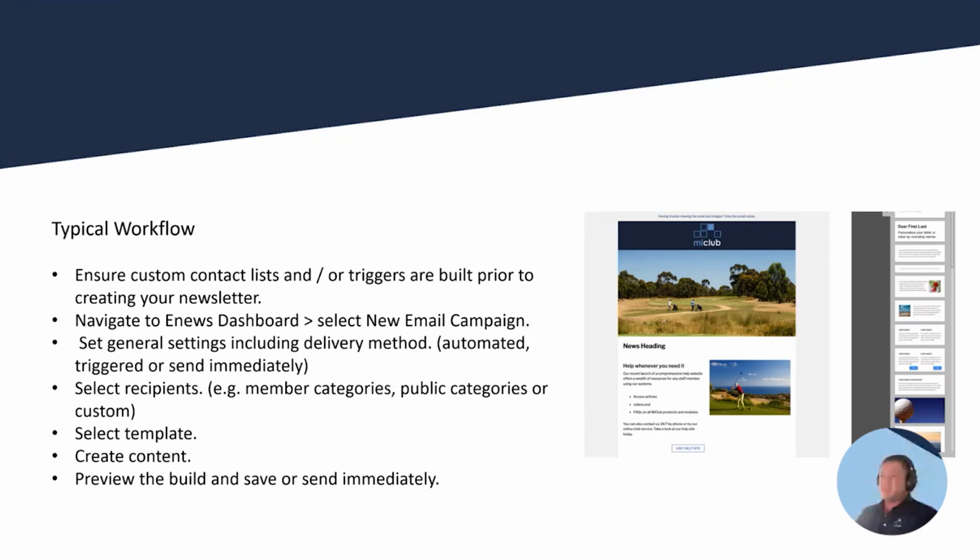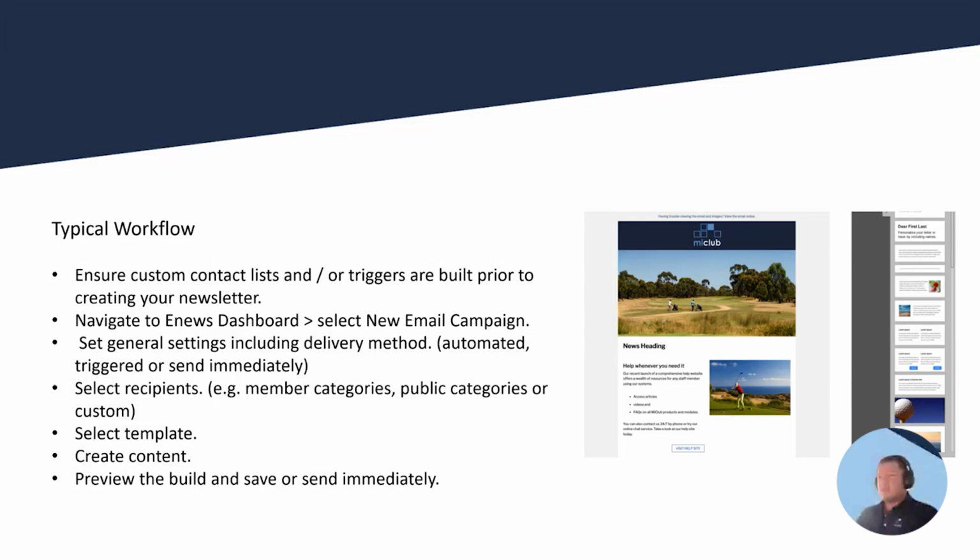Alrighty, so the typical workflow of creating the newsletter, we're going through our demonstration in a second, but just to outline it, so first I would create my custom contact list. If I was to create custom contact lists to target specific members or public, I would also create my triggers, such as your birthday trigger or your booking promotion triggers prior to creating my eNews, because once I go through the build of the eNews, I need to attach that trigger during that build.